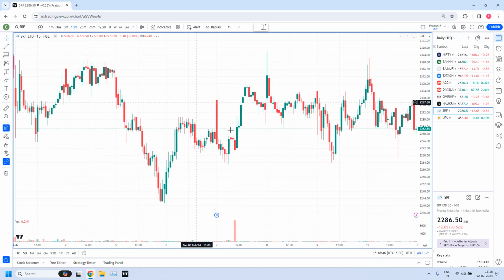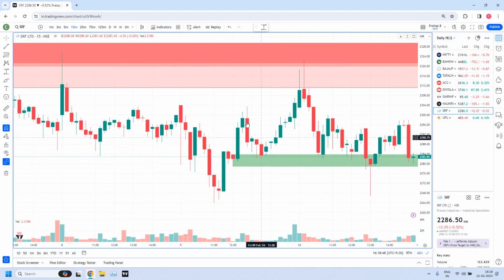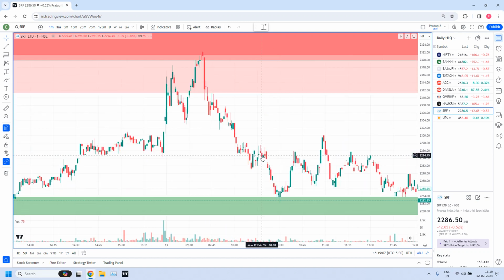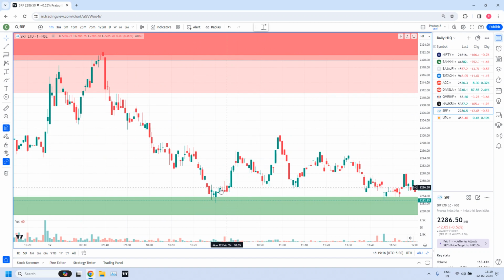And from here it reached the 15-minute zone. Rally, base, rally. And this is the target. We got the entry at 9:30, the 15 minutes candle. And if you look into the 1 minute price, you will get clarity. At 9:39 we got the entry, and then reached the target at 10:28.